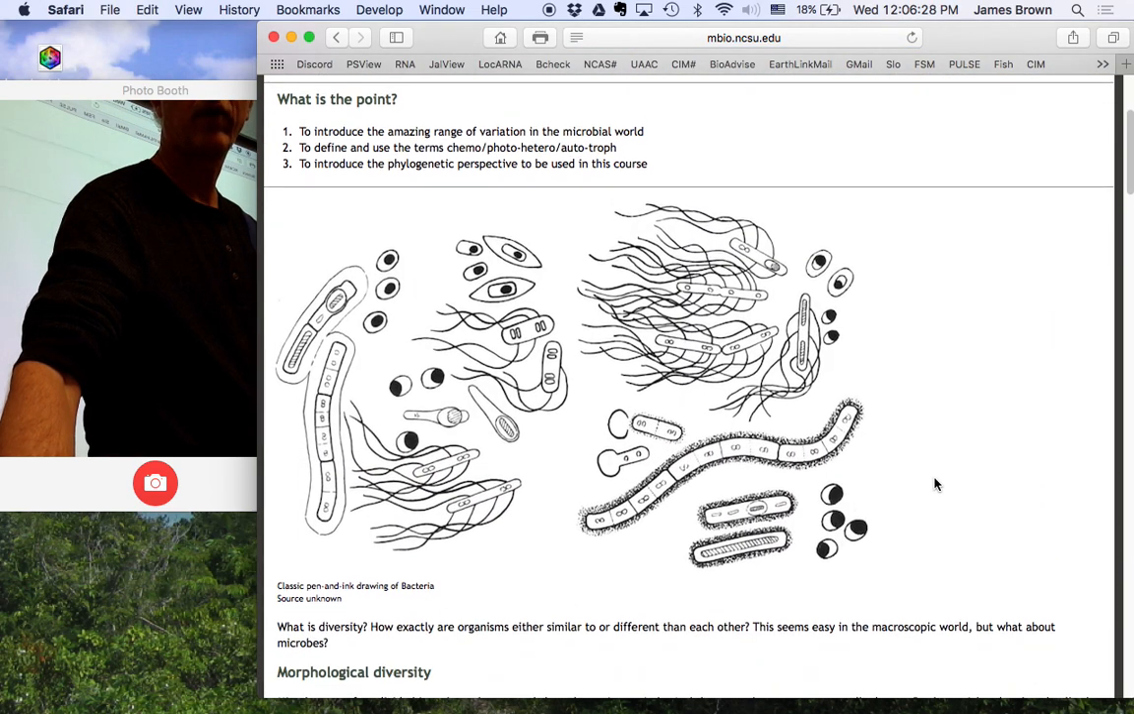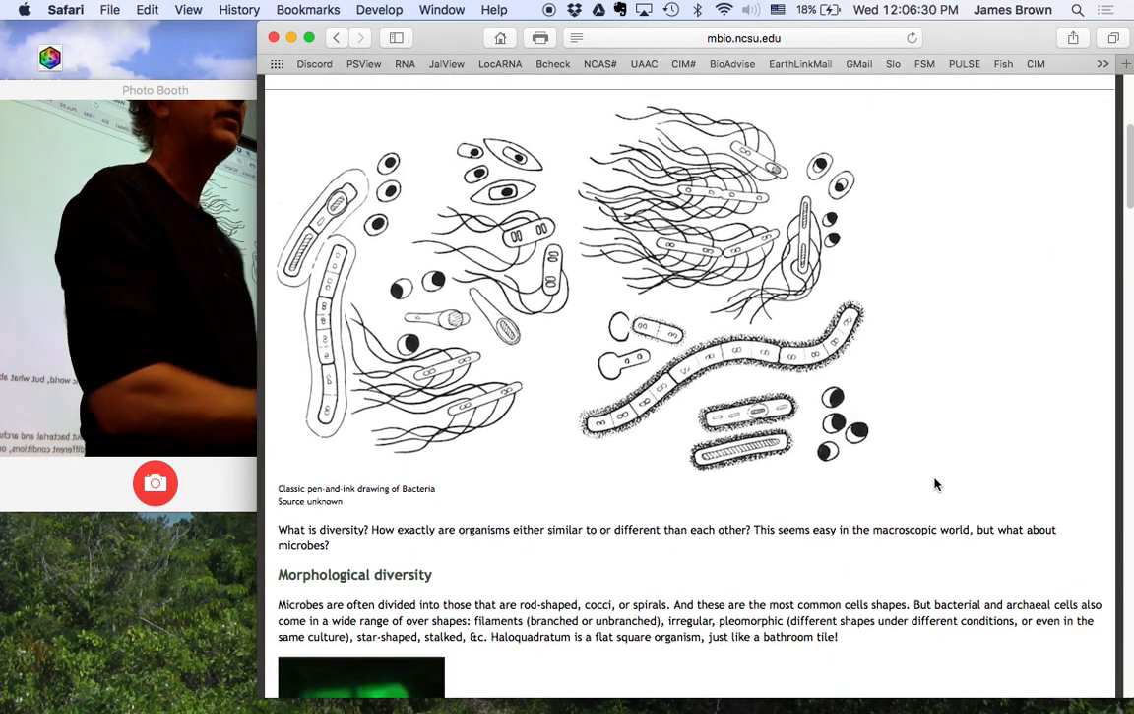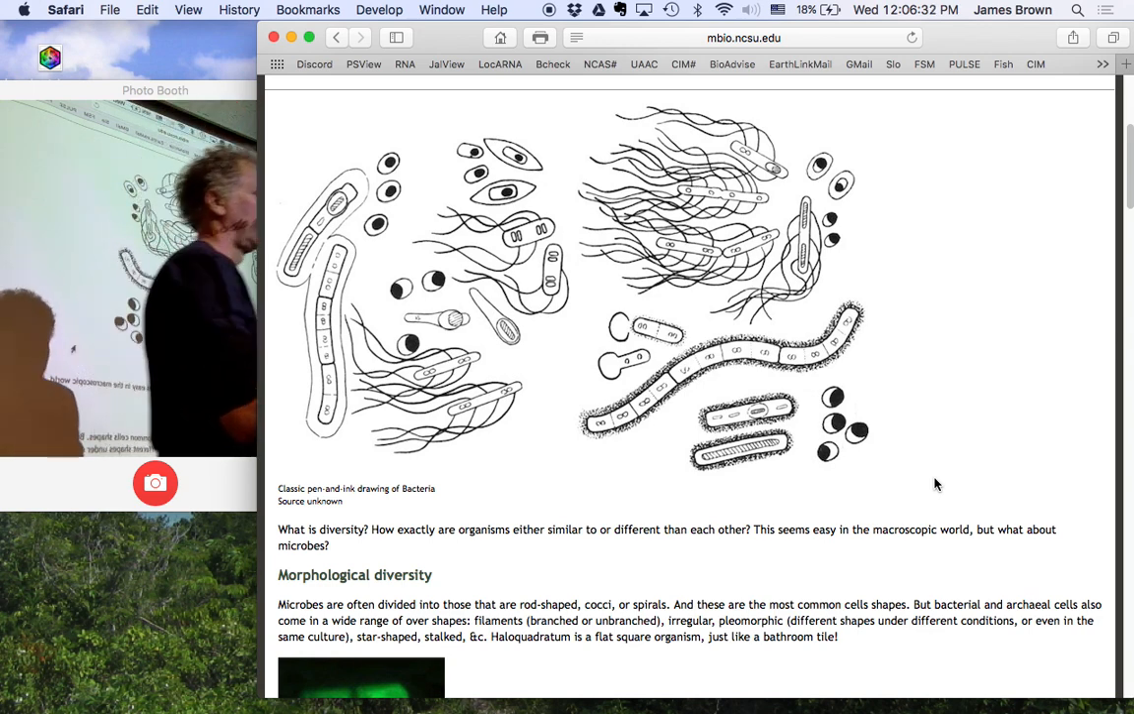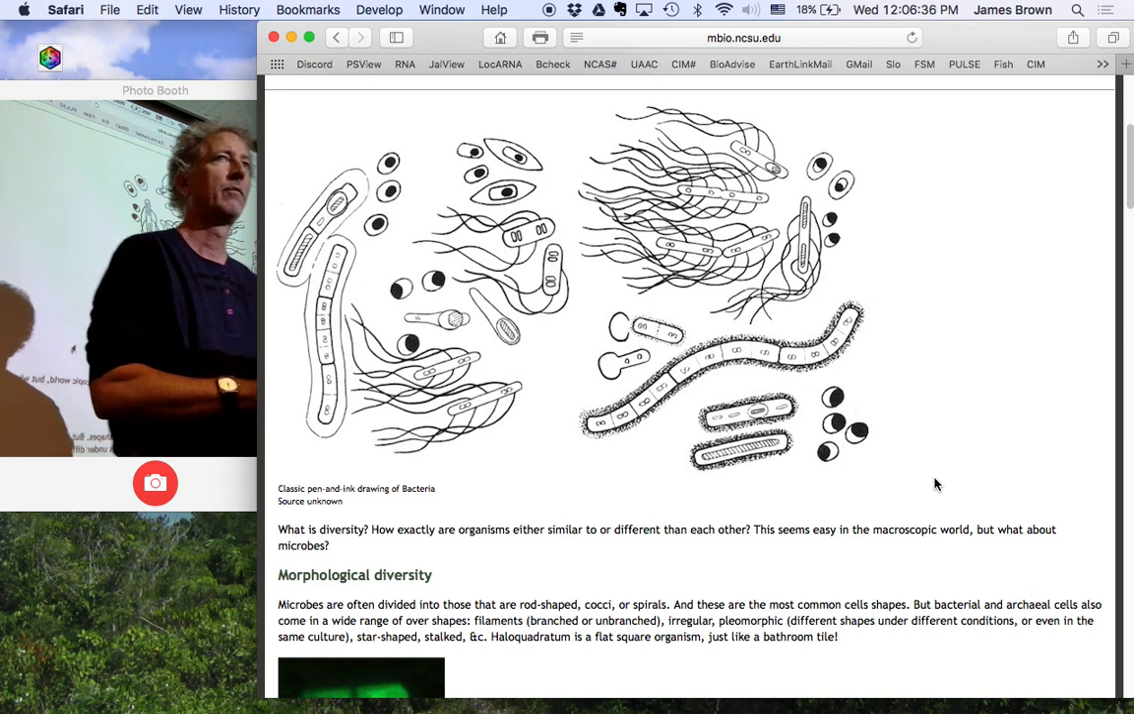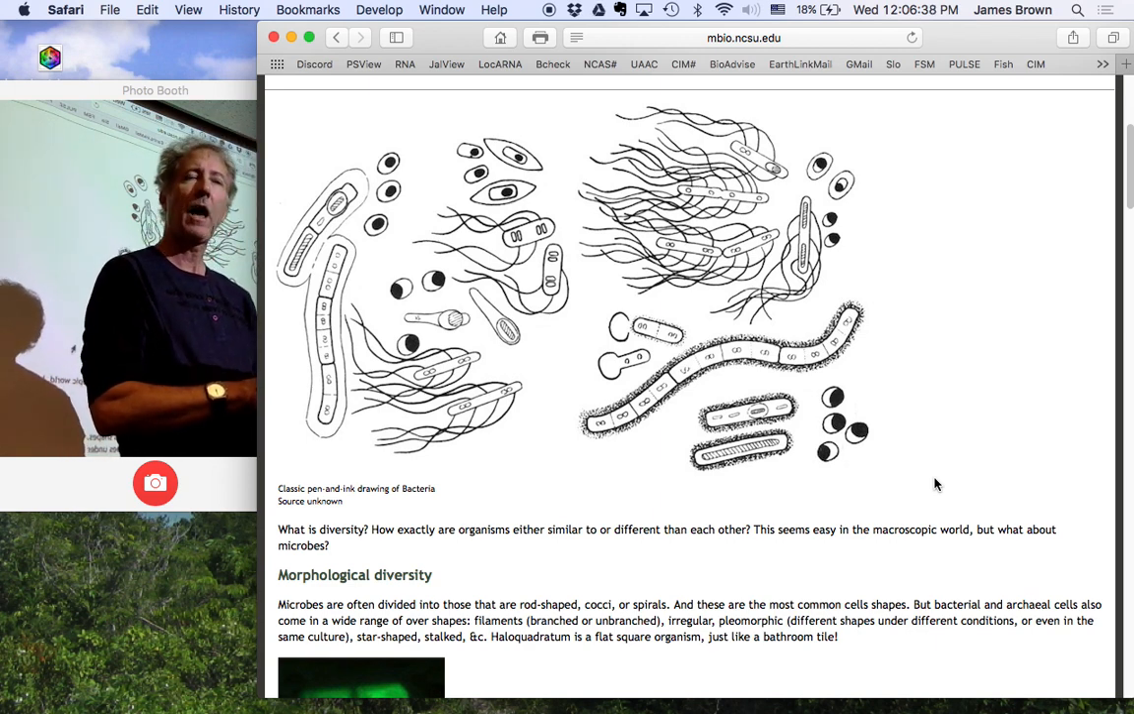So let's start with microbial diversity generally. This is actually a pretty tough question. How are microbes similar and different from each other? And how do we measure that?